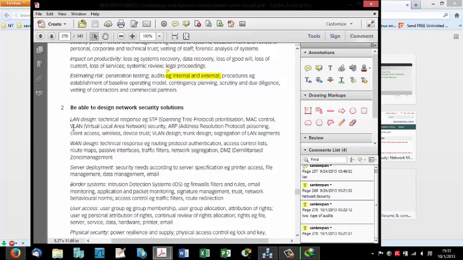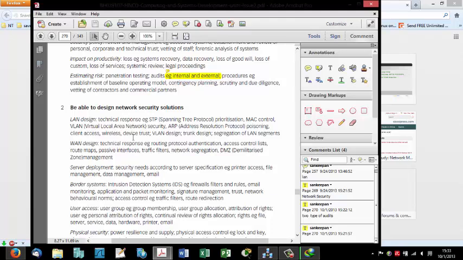So not server deployment, which covers security needs according to server specification, print access, file management, data management, and email. I might deal with intrusion detection and user access memberships. I might focus on server deployment and border systems both together.